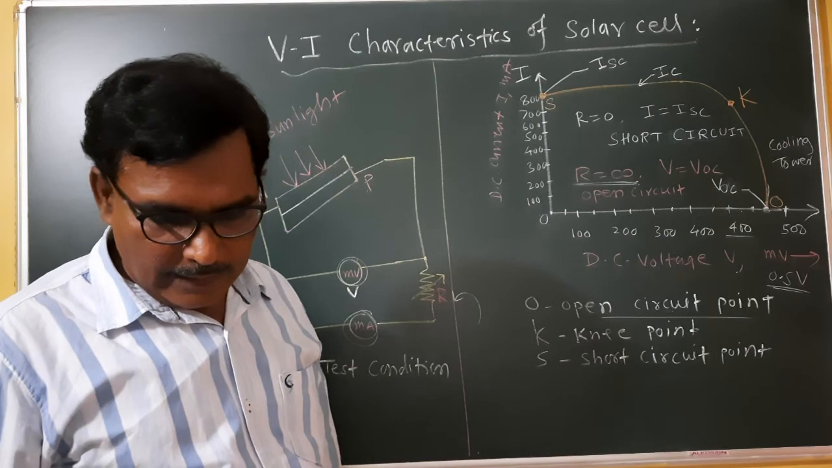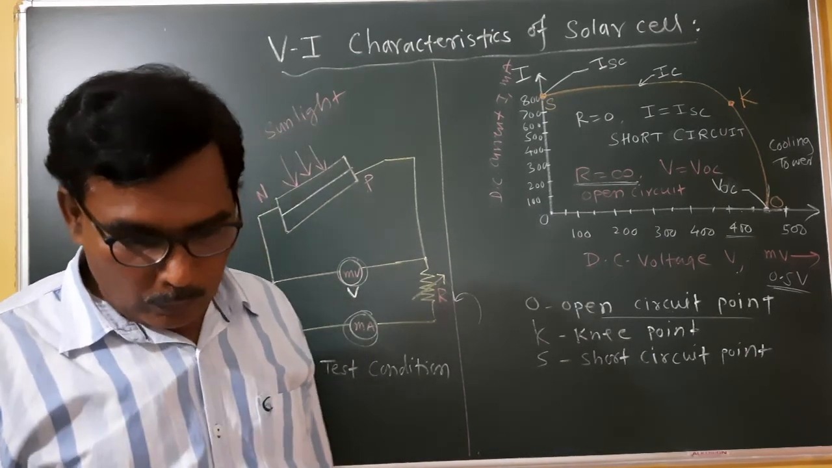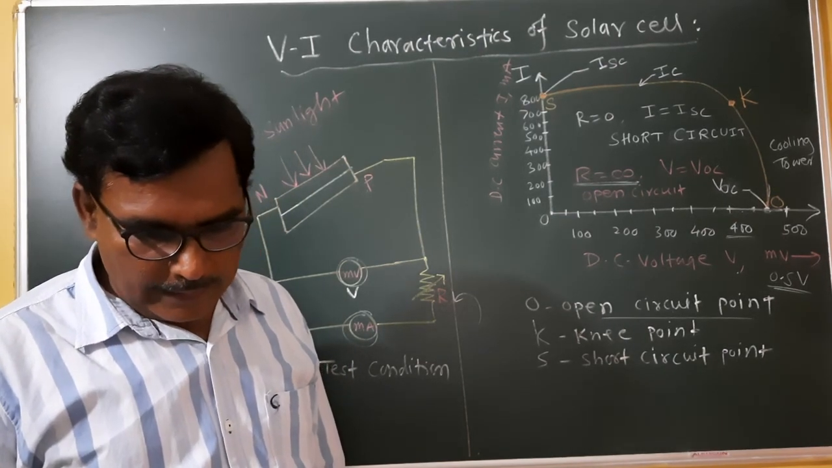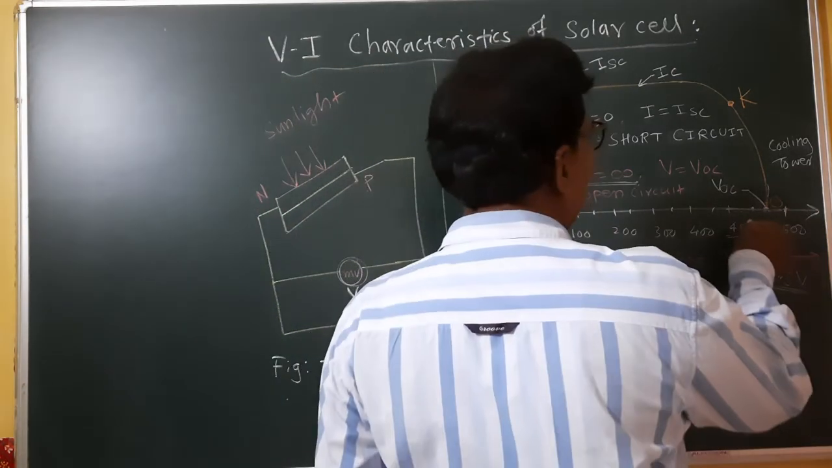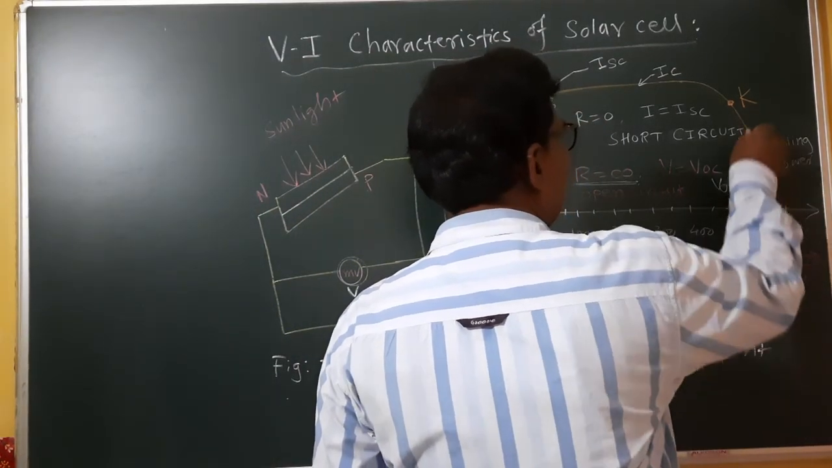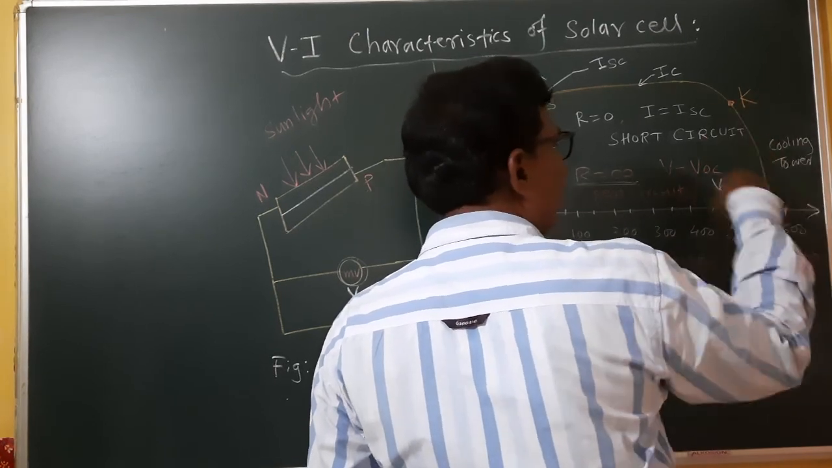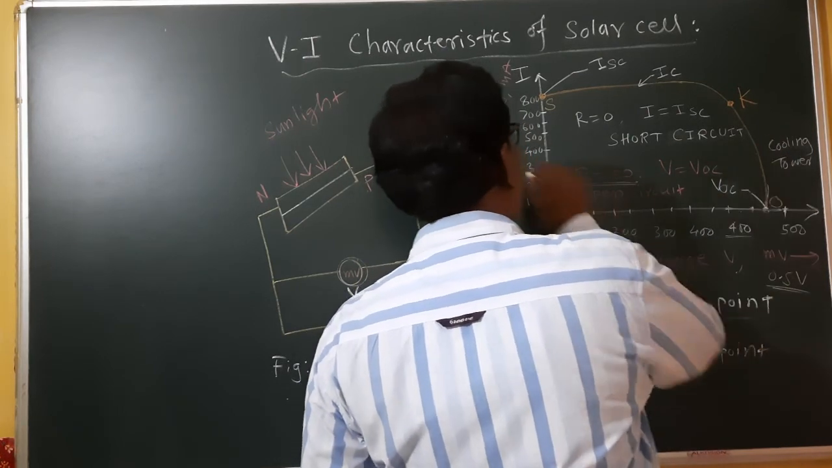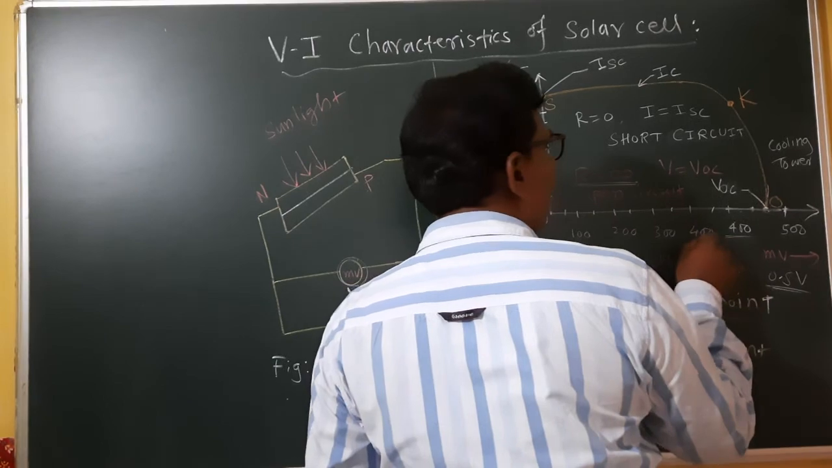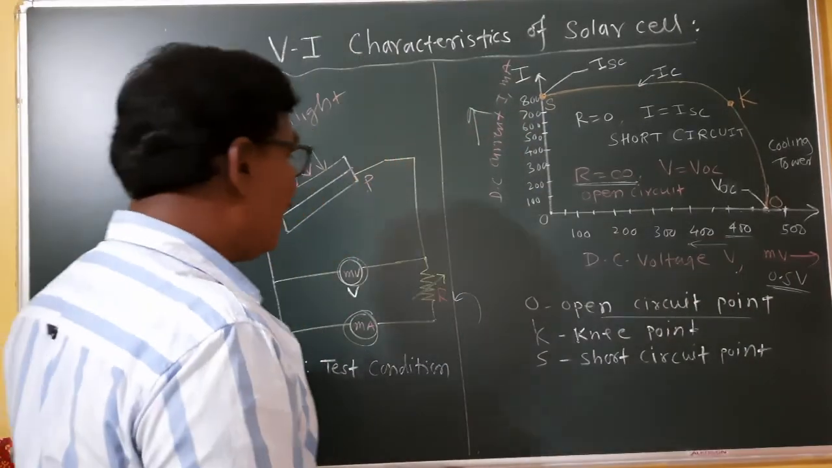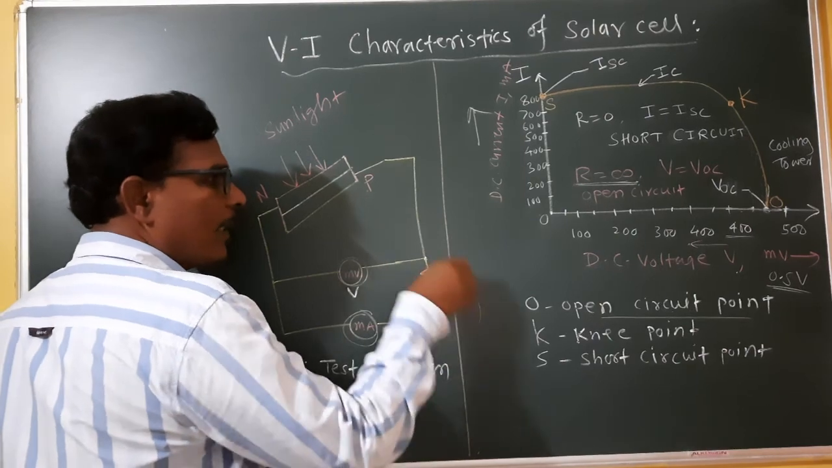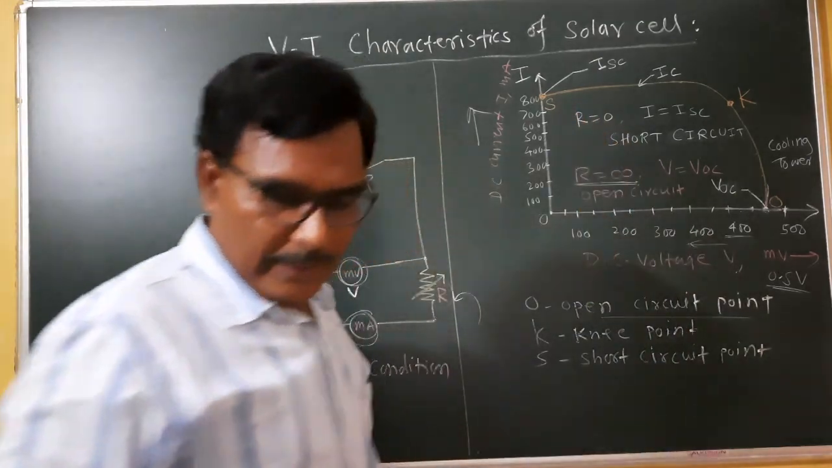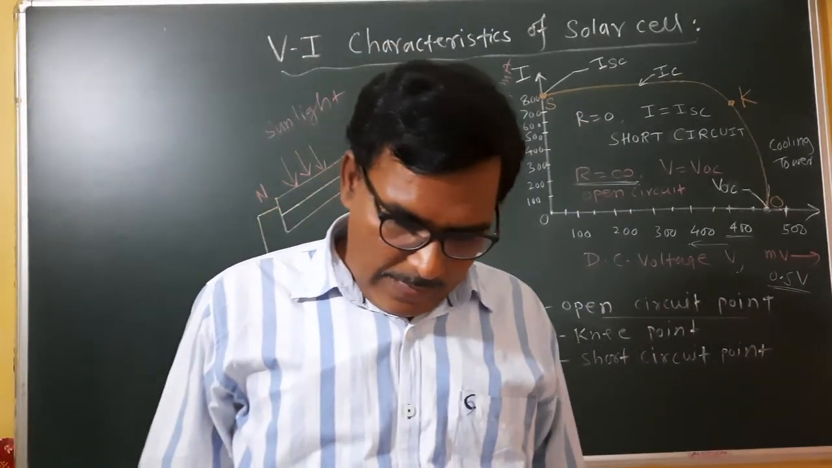Now measure the values as R goes on reducing. As external resistance is reduced from a high value to a low value, the terminal voltage of the cell falls and current goes on increasing. See here, the terminal voltage goes on decreasing and the current goes on increasing.